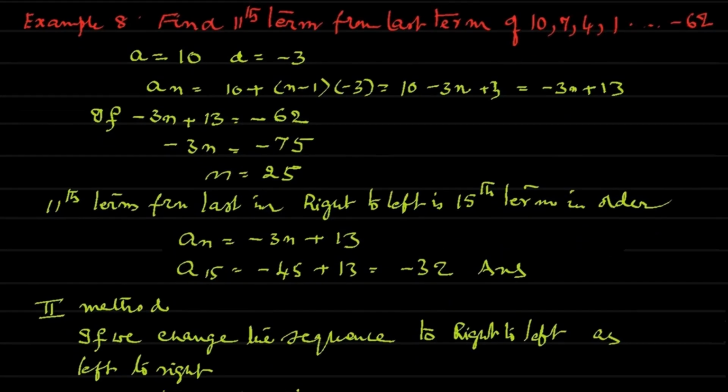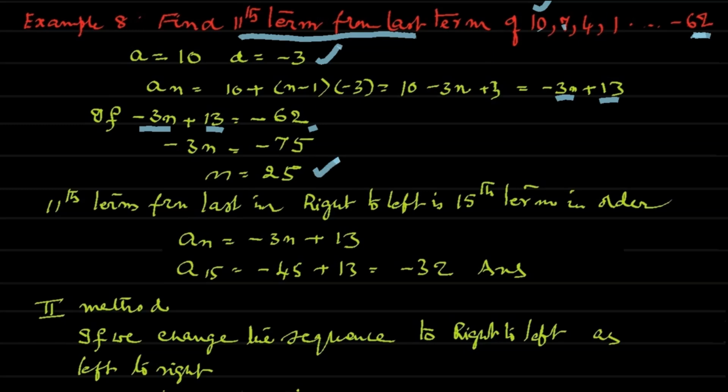Example 8. Find the 11th term from the last term. The sequence is 10, 7, 4 and so on up to minus 62. Count from this side. And he is asking what is the 11th term. So what is d here? 7 minus 10, minus 3. A here is 10. So what is minus 62? The nth term: 10 plus (n minus 1) times minus 3 is minus 3n plus 13. Minus 3n plus 13 is minus 62, n is 25.